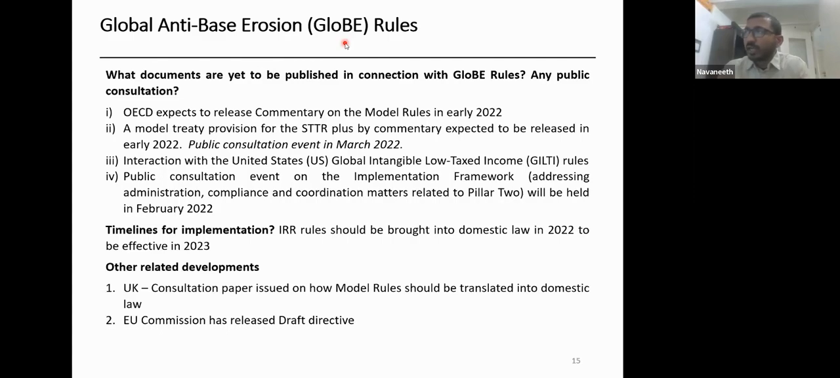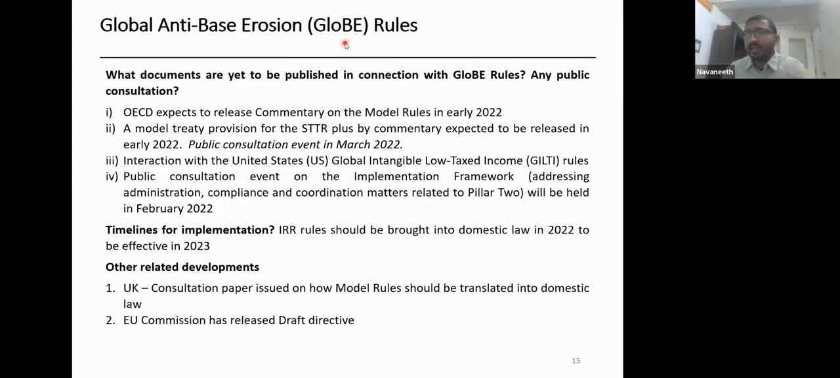in the public domain, and there would be consultations around an implementation framework. This implementation framework would talk about how consistently the entire regime would be implemented. Administration, compliance, and related matters, the entire gamut, would be covered as a part of the implementation framework. There is going to be consultation around this, and thereafter you are likely to see the final rules on the implementation framework.